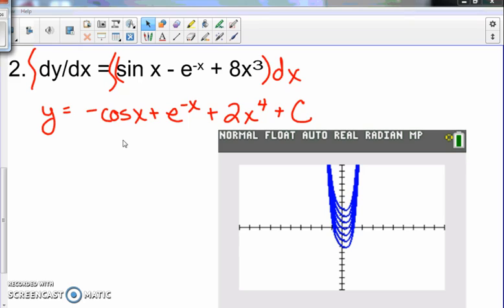Okay, so hopefully when you integrated it, you got negative cosine of x plus e to the negative x plus 2x to the 4th plus c. And then when you typed it in your calculator, you could have kept those same 7 numbers in L1, and of course you would have just put an L1 in place of the c. And this should be the 7 graphs that you got.